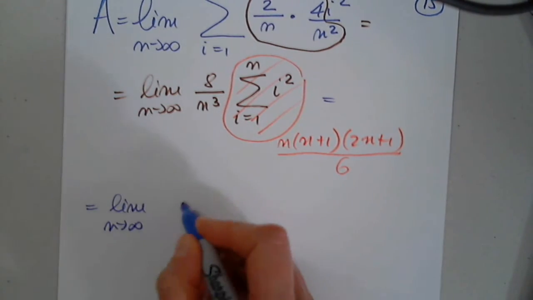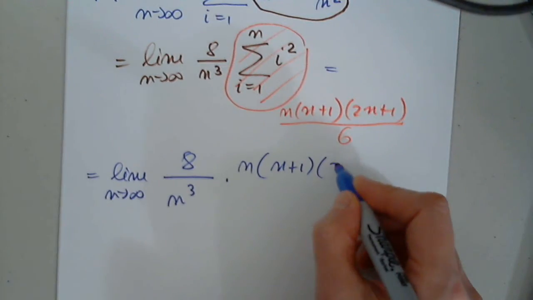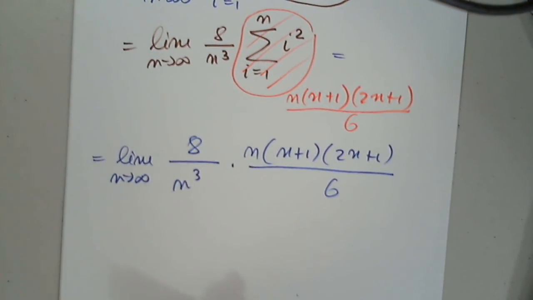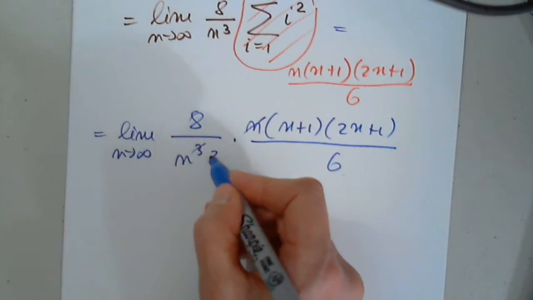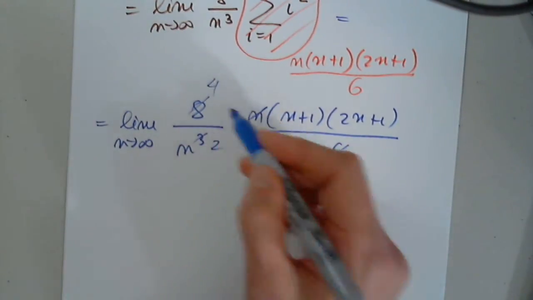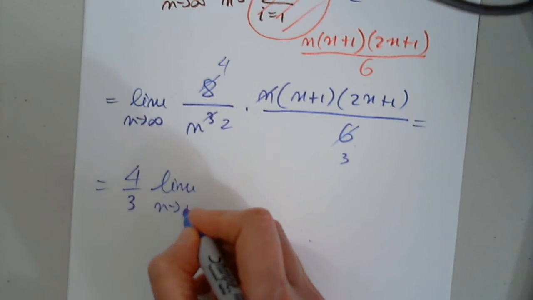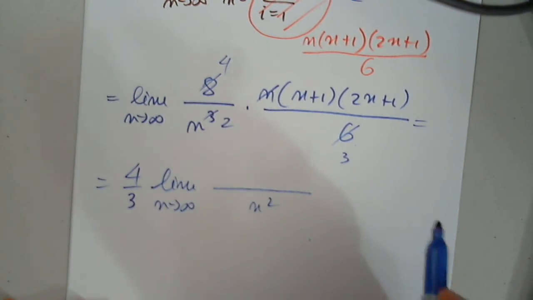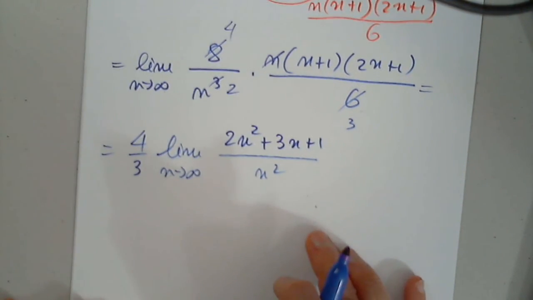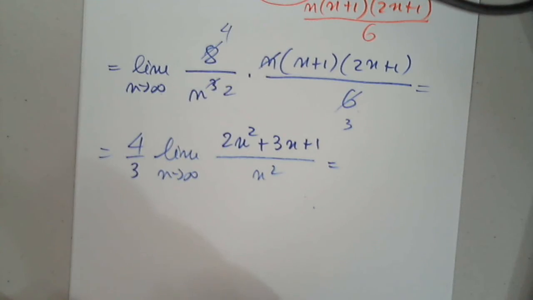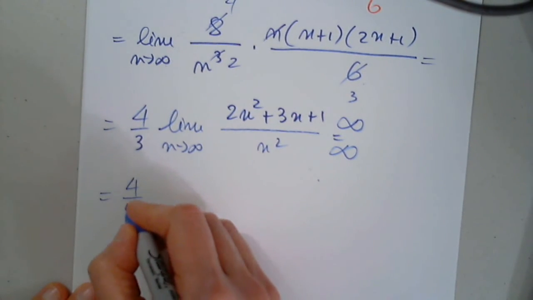So limit as n approaches infinity of 8 over n cubed multiplied by n times n plus 1 times 2n plus 1 divided by 6. Now this is a piece of cake. Why? Because we know how to calculate limits. So this goes away. 8 over 6 becomes 4/3 and will go in front. I simplify it by 2. Now limit as n approaches infinity. The denominator is only n squared. I will distribute: 2n squared plus 3n plus 1. Assuming I don't remember what I need to do here from pre-calculus, but I know from calculus this is L'Hopital's rule, infinity over infinity.